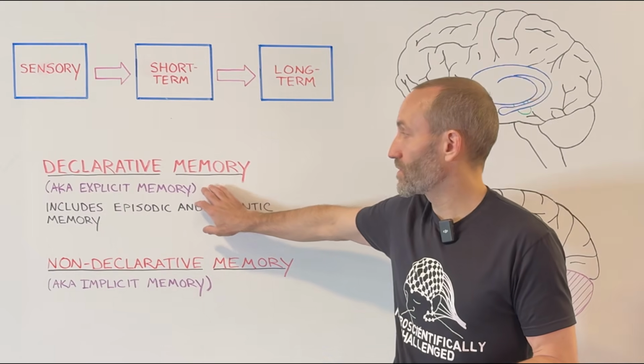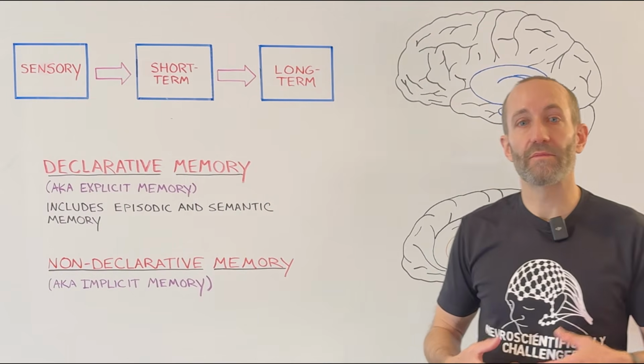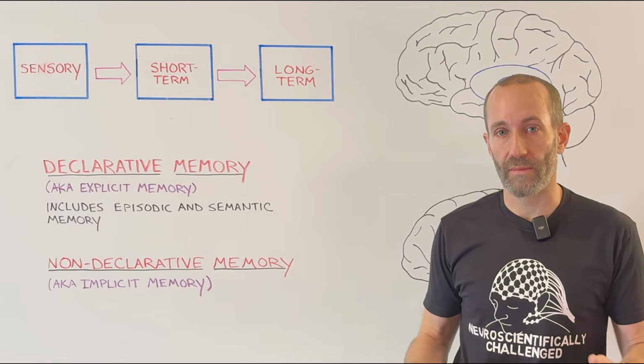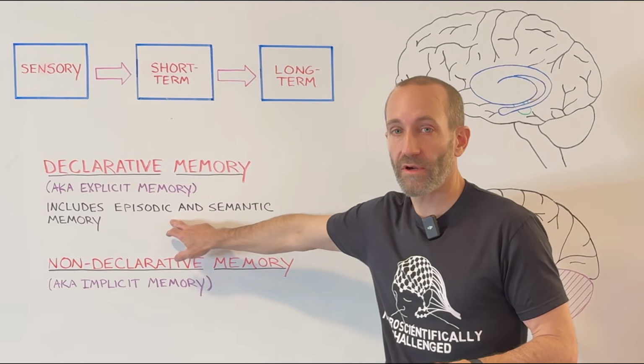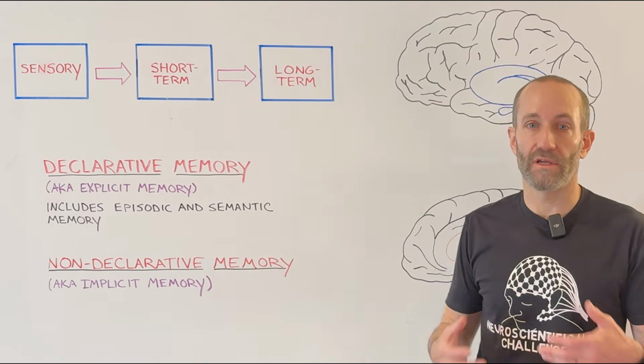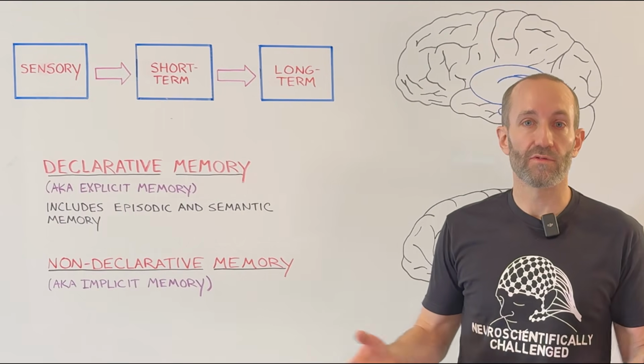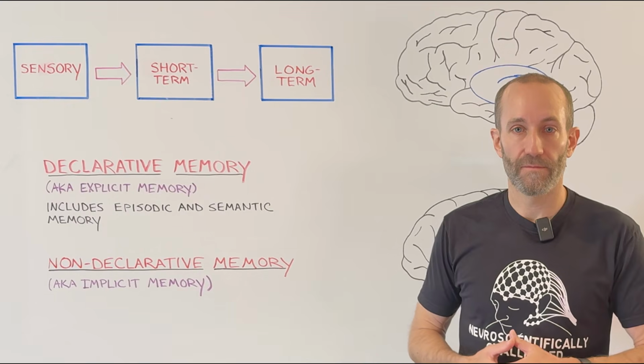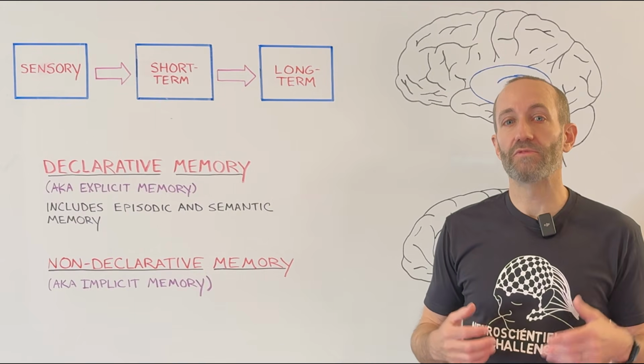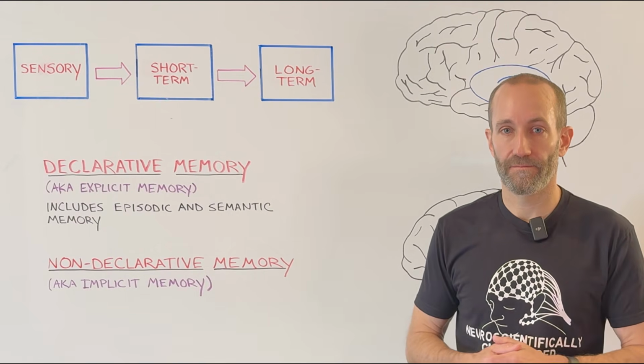Declarative memory is sometimes called explicit memory, and it refers to memories we can consciously access and describe. This includes episodic memory, which involves events from our own lives, like what you did yesterday, or semantic memory, which consists of facts and general knowledge, like knowing what a neuron is. Declarative memory includes information we can declare to someone else.